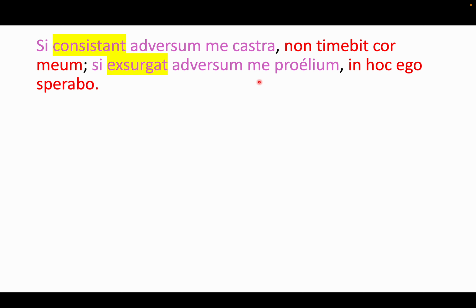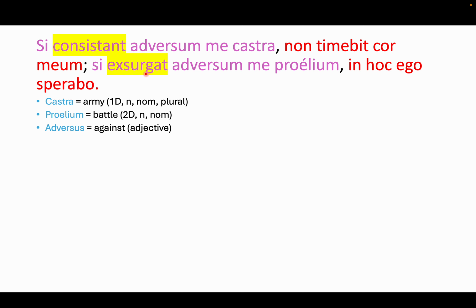So this lilac colour, these are the subordinate clauses. And consistant and exurgat are in the subjunctive mood. So let's look at that, okay? So here are the nouns, castra and prelium. Castra means an army. It's actually a plural noun, so use the plural form. It could also mean a military camp, but in the Preces we're translating it as army.